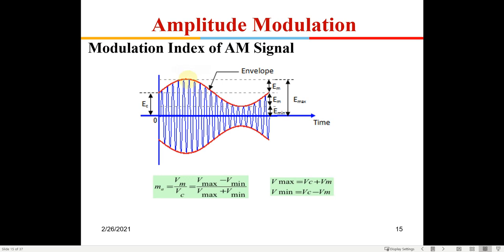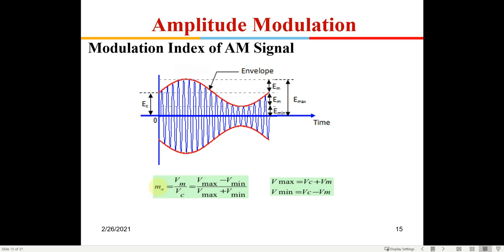It will be Vm max, right, plus Emax plus Emin by 2, you will get the carrier signal. Whereas what is the modulation signal, if you see, it will be Emax minus Emin by 2, because Emax minus Emin will give peak to peak, but we are speaking of only the peak value, so it will become Emax minus Emin by 2. Whereas the carrier signal is the average carrier signal, right? So here Emax plus Emin by 2 will give you the carrier signal.